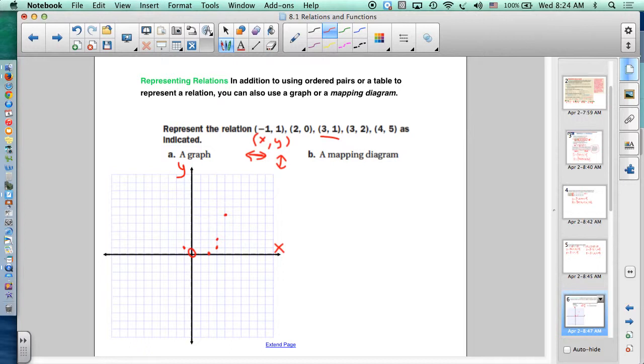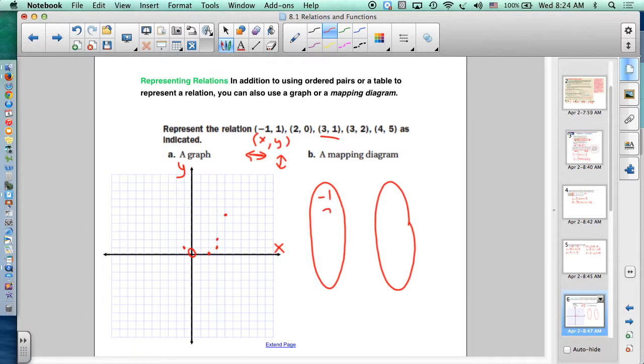So since there were 5 ordered pairs, we look at our graph, we have 5 points. If we want to talk about a mapping, it is a little bit different. A mapping is kind of a display of how our domain and our range are related, how they connect to each other. We're going to list our domain in the left oval we have up here, and we're going to list those numbers in order, just like when we list a domain.